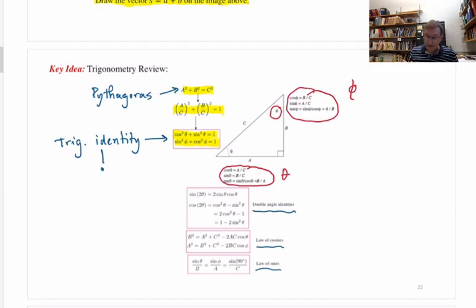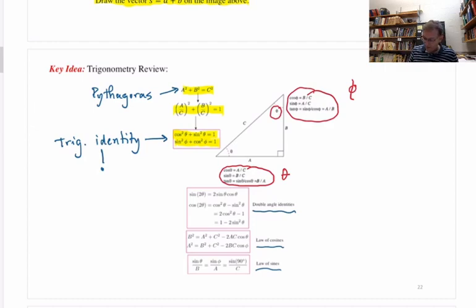I've listed them here because you might find them useful. But what I really want you to take away from this slide are the definition of sine, cosine, tangent. Be able to work with either acute angle in a right triangle and work with sine, cosine, or tangent. And the trig identity, sine squared plus cosine squared equals 1.